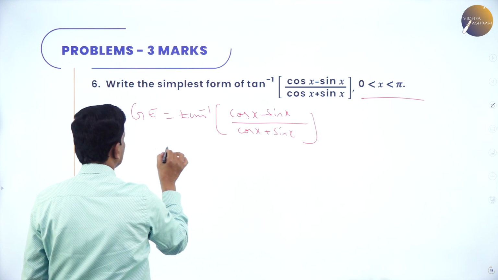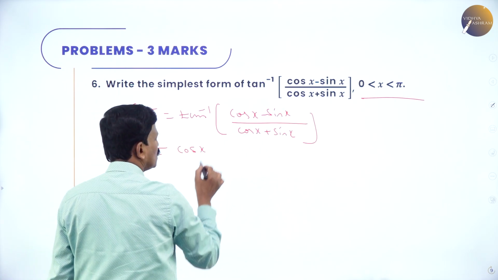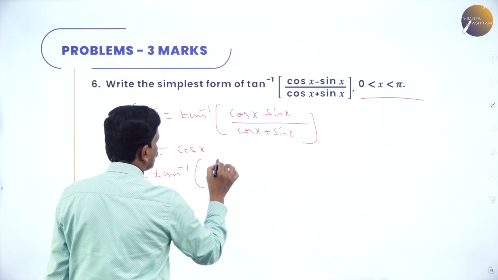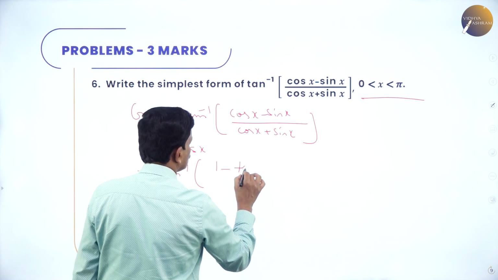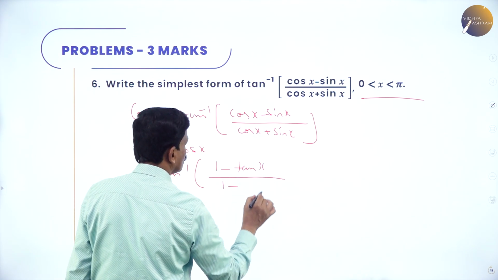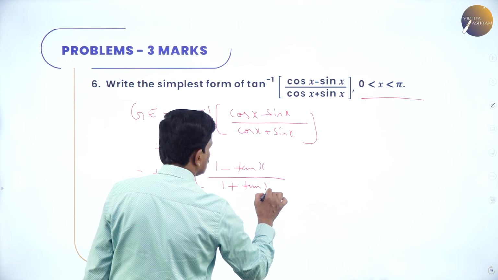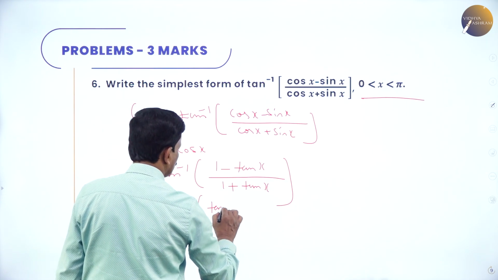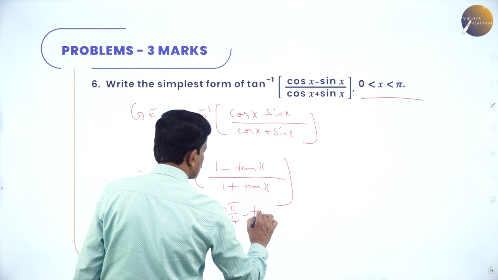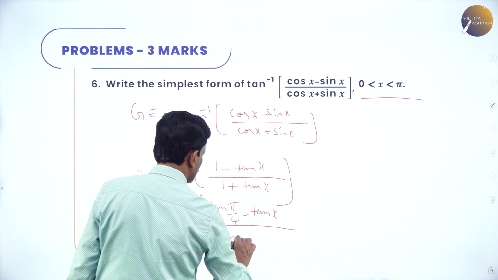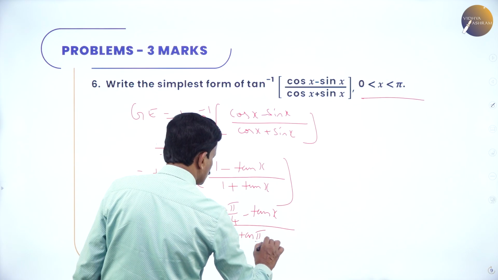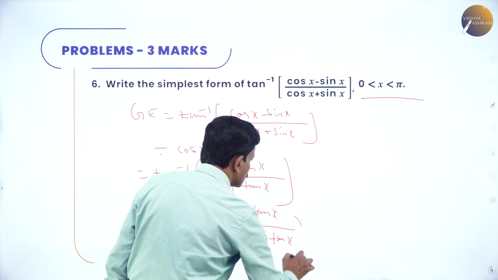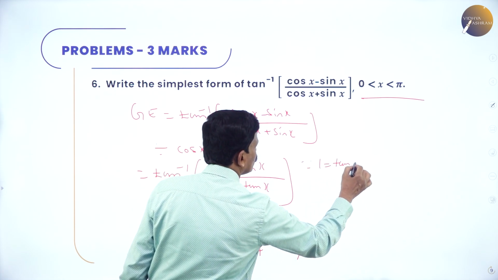Now convert this to tan. Divide both numerator and denominator term by cos x. This reduces to tan inverse of cos by cos is 1, sin by cos is tan x, divided by 1 plus sin by cos is tan x. Now this is equal to tan inverse of, as usual, 1 can be written as tan pi by 4, minus tan x, divided by 1 plus 1 into tan x, where 1 is tan pi by 4. The reason is 1 is nothing but tan pi by 4.